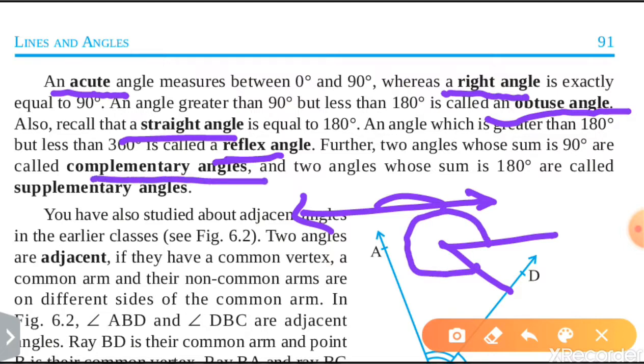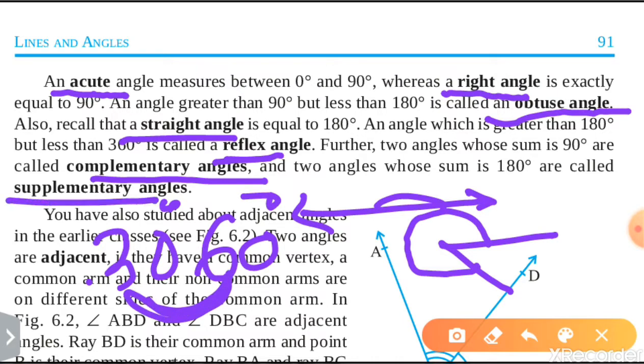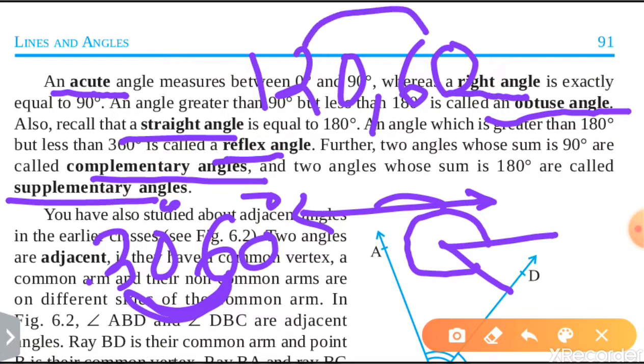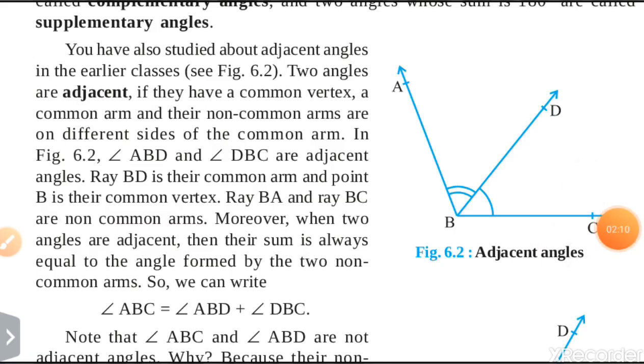Now the complementary angles. The two angles whose sum is 90 degrees are known as complementary angles. Supplementary angles are the angles whose sum is 180 degrees. These two angles will be known as supplementary angles. Now move to the next topic.